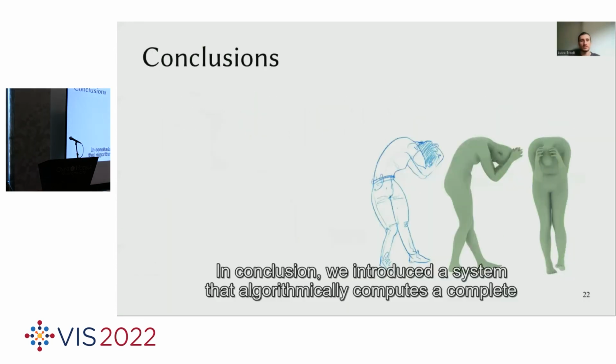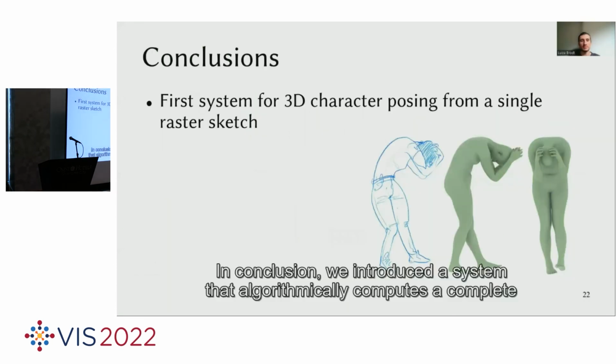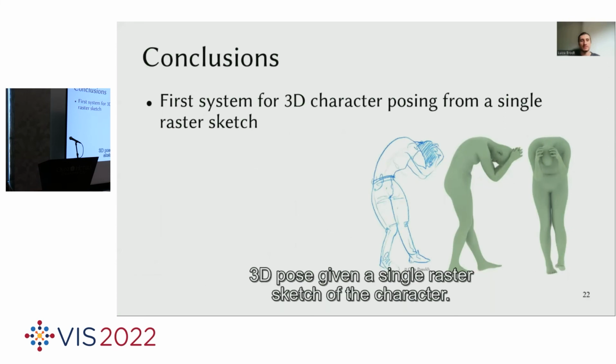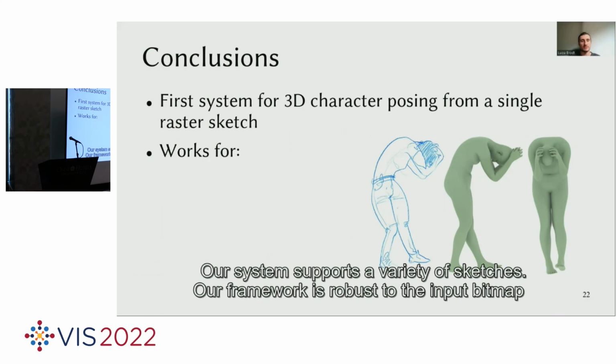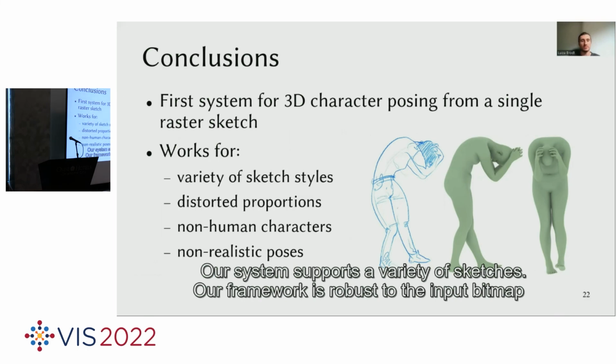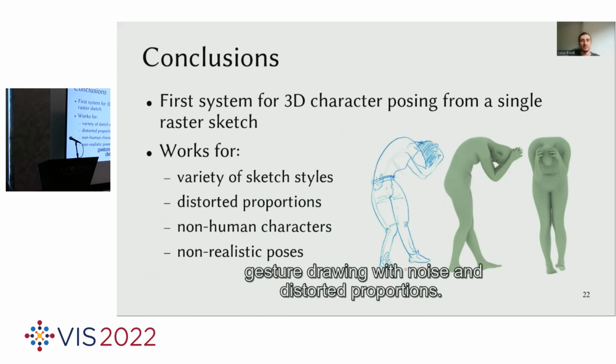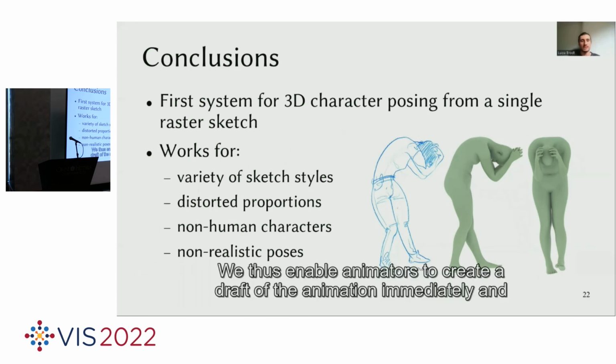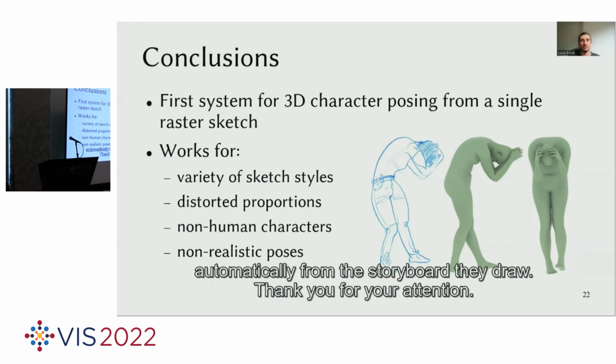In conclusion, we introduce a system that algorithmically computes a complete 3D pose given a single raster sketch of the character. Our system supports a variety of sketches. Our framework is robust to the input bitmap gesture drawing with noise and distorted proportions. We thus enable animators to create a draft of the animation immediately and automatically from the storyboard they draw.